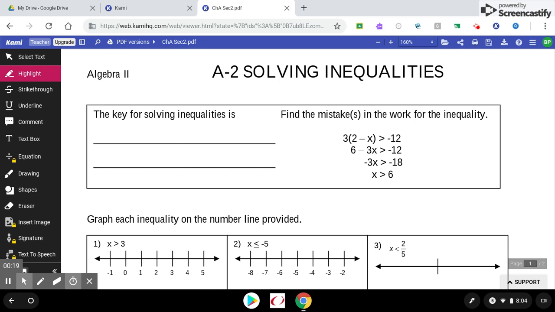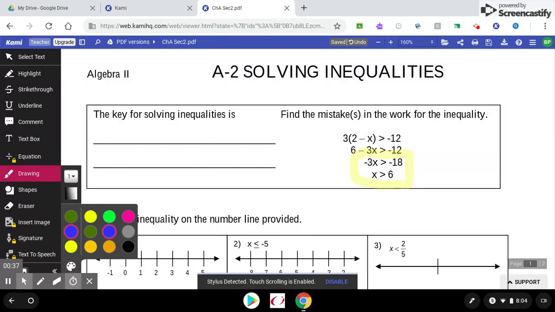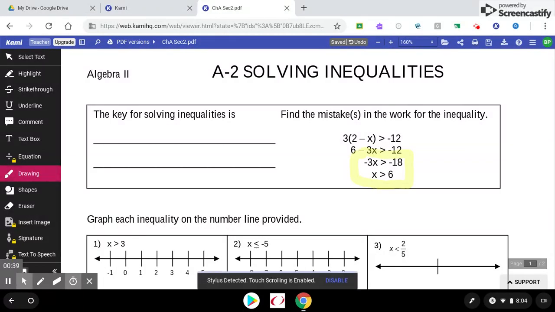Eyeball that problem over at the right real quick and see if you can find a mistake. Since I don't have that much time, I'm going to highlight an area for you, right in there. See if you can figure out what's wrong while I switch to a pen. Well, let's see. How do you get rid of the negative 3? You have to divide by negative 3. And if you divide by a negative, somebody taught you along the way you're supposed to flip that sign around right there. So let me write that down for you.